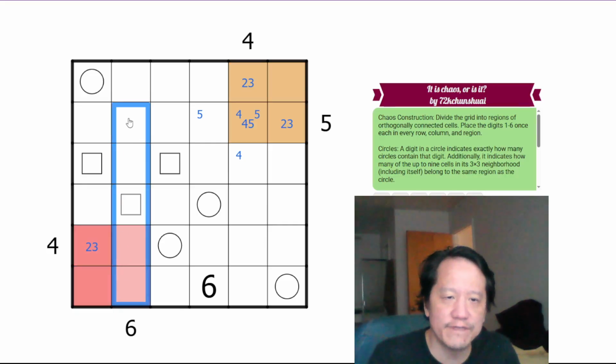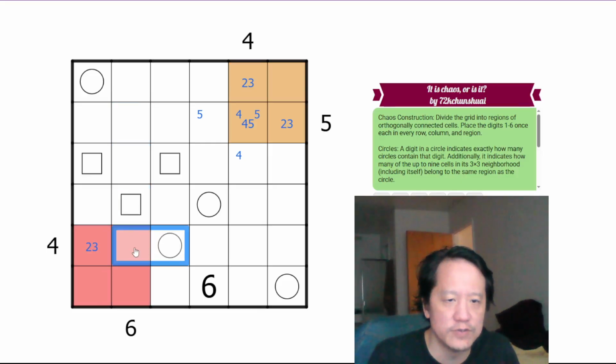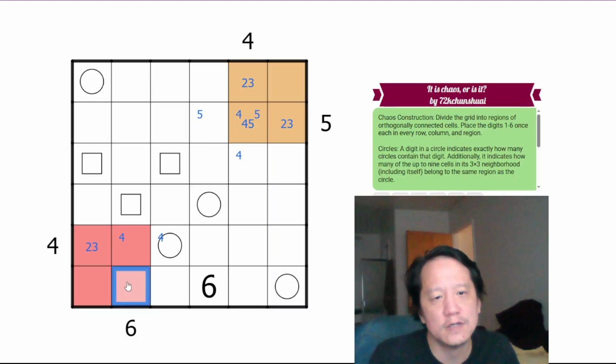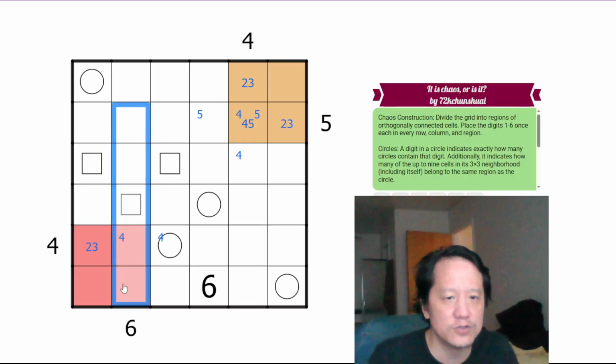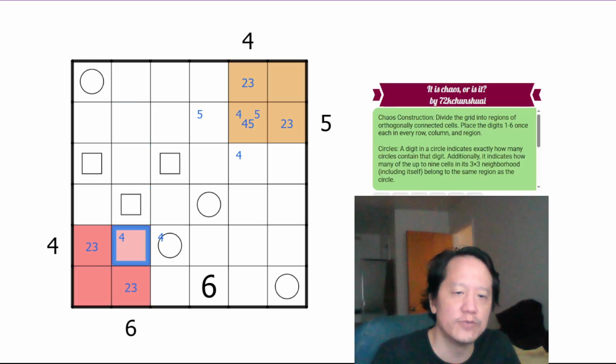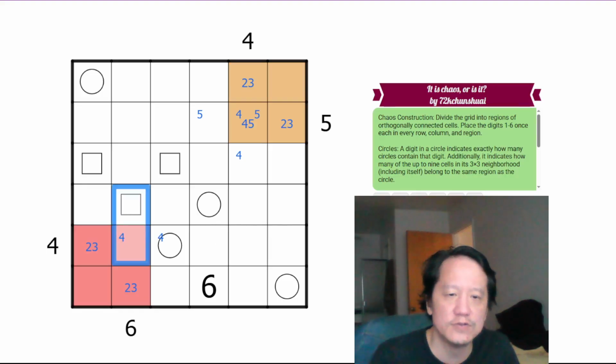We can't get to 5. We can't get to 4 because 4 is guaranteed to be one of these 2 digits here. So 4 has to be one of these 2. And then 6. So if we try to have this be 4, this can't be 4. If we try to have 5 here, that's too many cells in the region. So this also has to be 2 or 3. And then we have a 6 is one of these 2 cells.